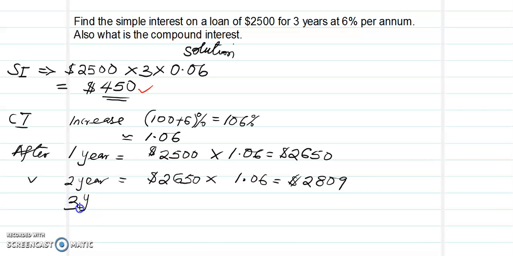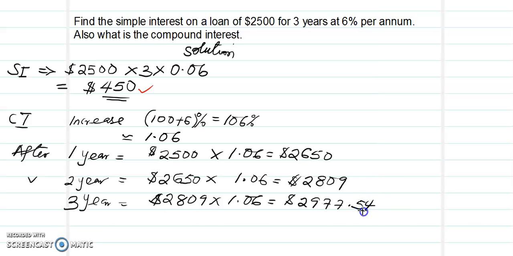The third year, what do we have at the third year? The third year still gives us this amount of money we have, 2,809, multiplied by 1.06. So that gives us $2,977.54. You see that? So this is how we continue.